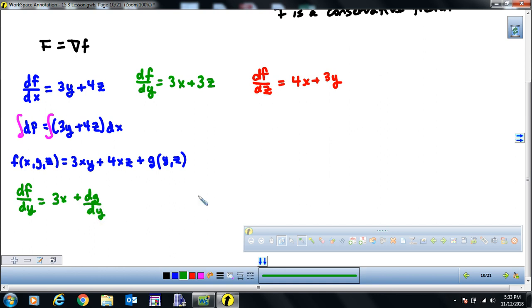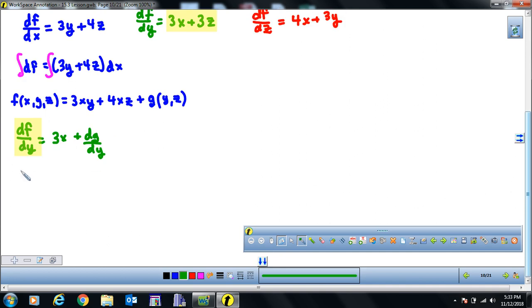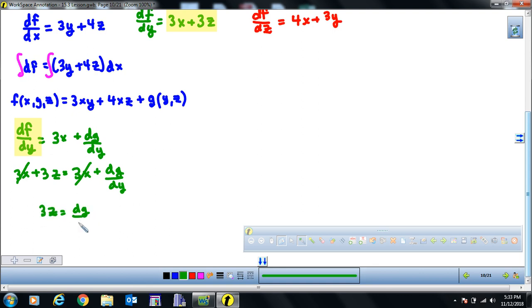But we already know what df with respect to y equals. This is equal to 3x plus 3z. That's our condition here. So I'm going to replace this value here, and we have 3x plus 3z equals 3x plus the derivative of the function g with respect to y. Then if I solve for this, we have that 3z is equal to the derivative of g with respect to y.